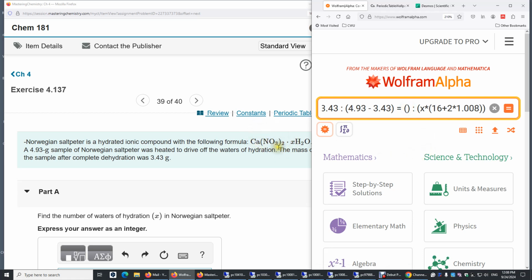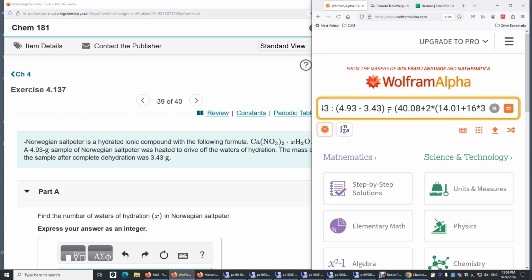the molar mass of calcium nitrate. So calcium is 40.08, and then we have nitrate, 2 of them. Nitrogen is 14.01 and oxygen is 16. In each nitrate we have 3 oxygen atoms, so that's why we have 16 times 3.